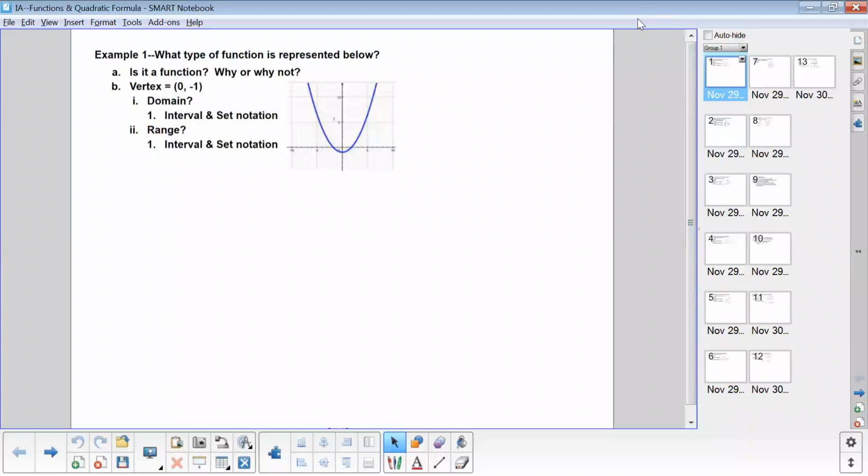In these next few problems, we're going to look at strictly graphs and determine if certain graphs are or are not functions and why. We're going to look at the vertex of the graph, and we're going to determine the domain and the range in interval and set notation.